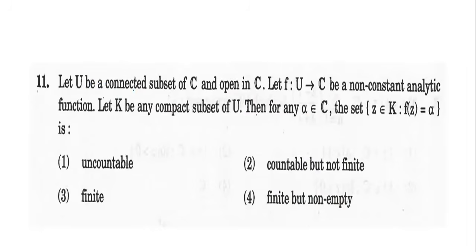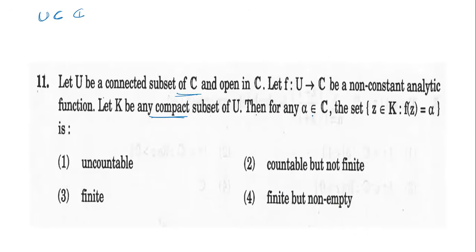Let U be a connected subset of C and open in C. Let f from U to C be a non-constant analytic function. Let K be any compact subset of U. Compact means, by the definition here, closed and bounded.